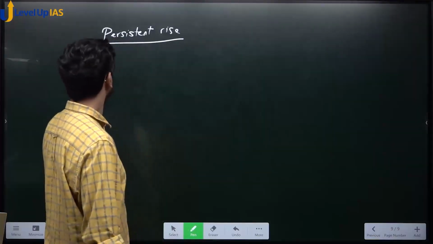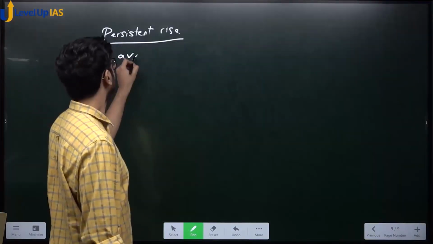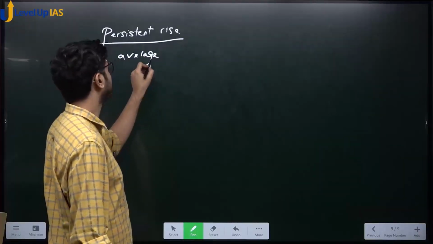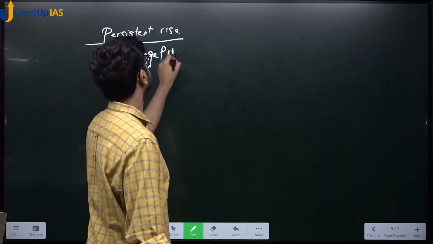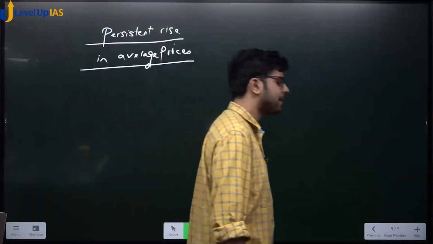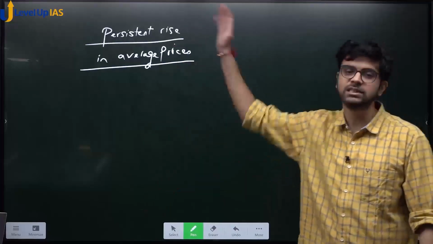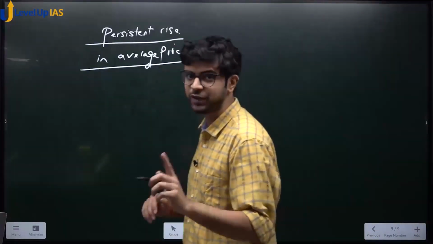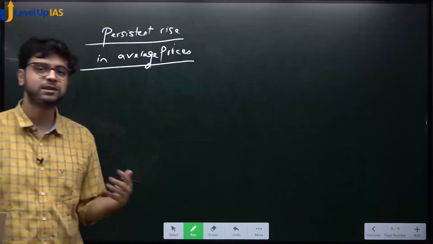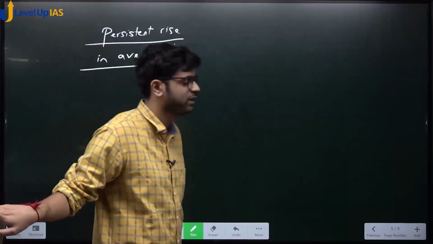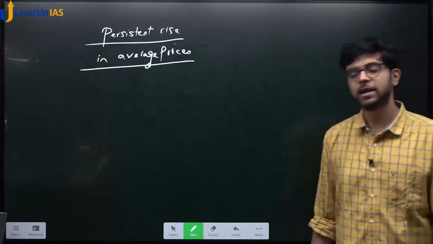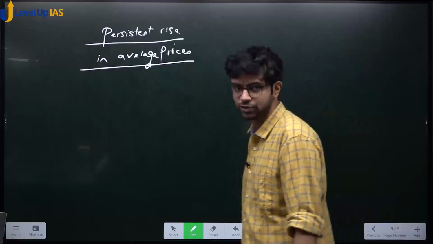Persistent rise, and the second word, the keyword of the definition, is average. This is useful for mains. Prelims, nobody is asking you this. Average prices, persistent rise in average prices. It is rhyming. Persistent rise in average prices of goods and services. Do not forget services. We always take examples of goods, hard machinery, capital goods, intermediate goods, when understanding a lot of concepts, right? But the same concepts are equally applicable to services also.